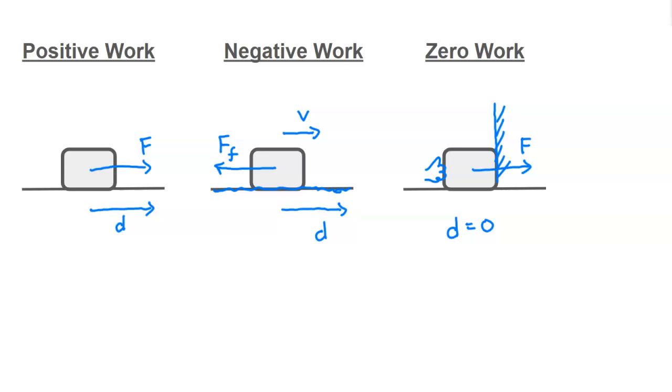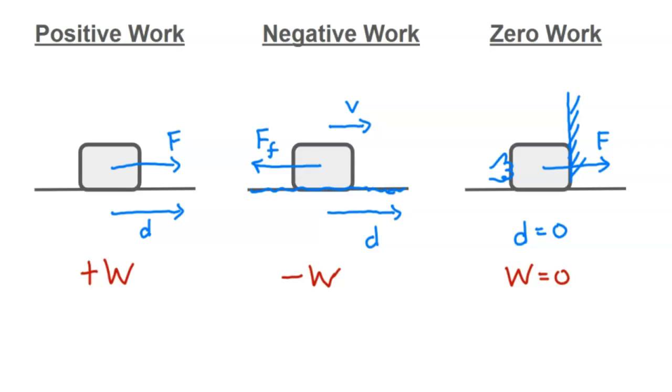So in our first situation, we're going to have what's called positive work. You're going to get two numbers, you multiply them, and you get a positive number. And then negative work occurs when your force and your displacement are in opposite directions. And work is going to equal 0 if the object is not moving.